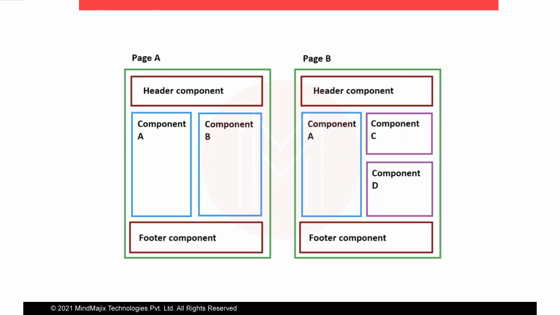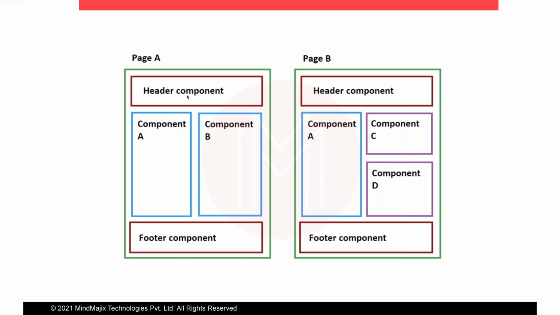Here you can see we have page A and page B. Two pages we have. In both pages we have the same header component and the same footer component. And here we have component A, the same in both, and here we have component B, and component C and D. So the only thing that is changing between page A and page B is component B and component C and D. This portion is being changed.